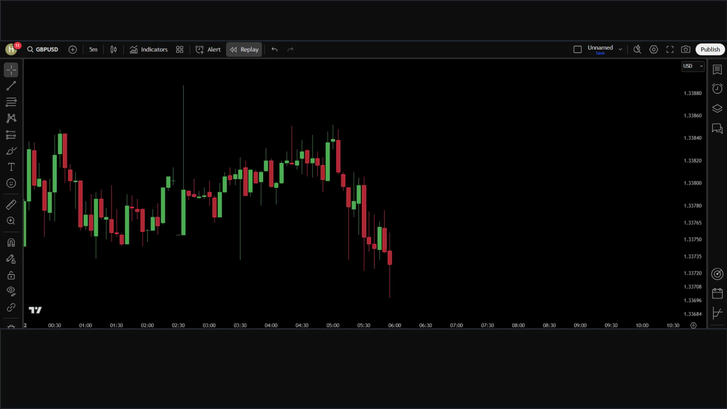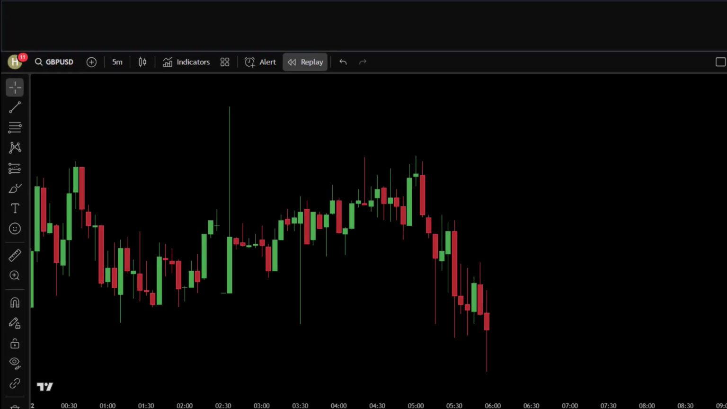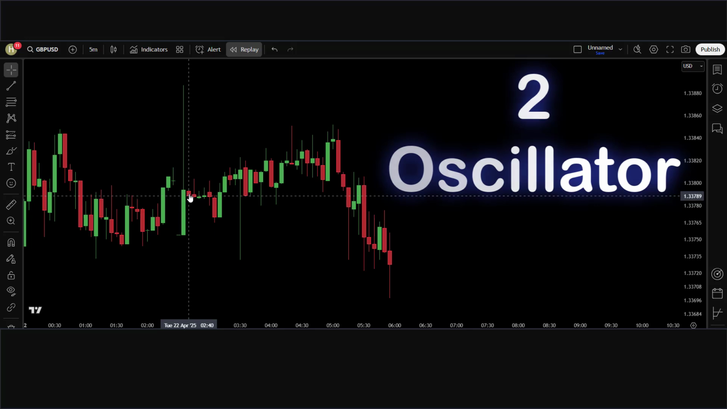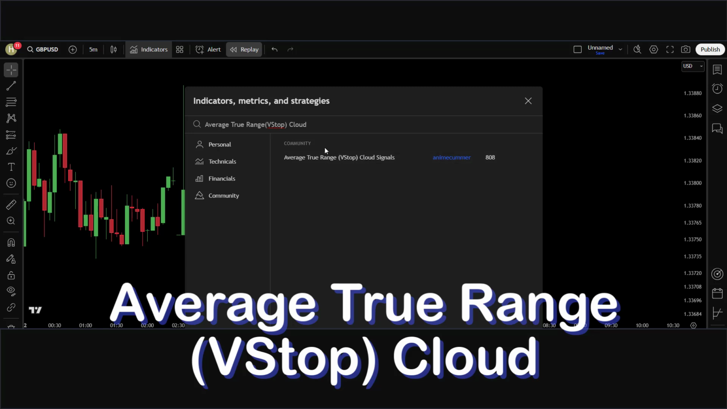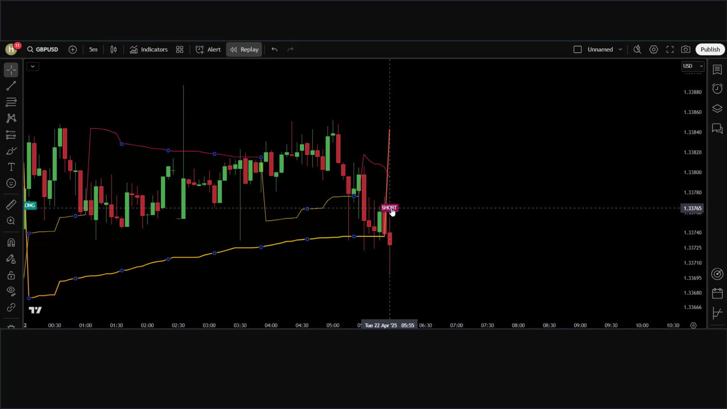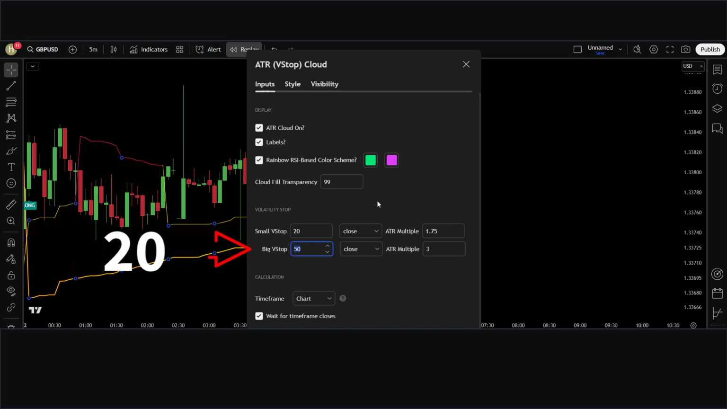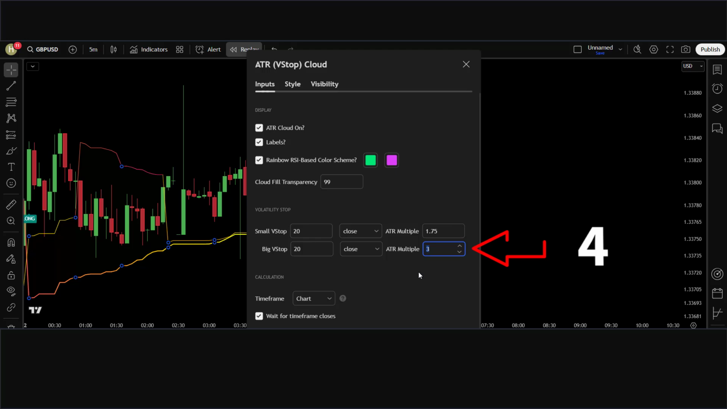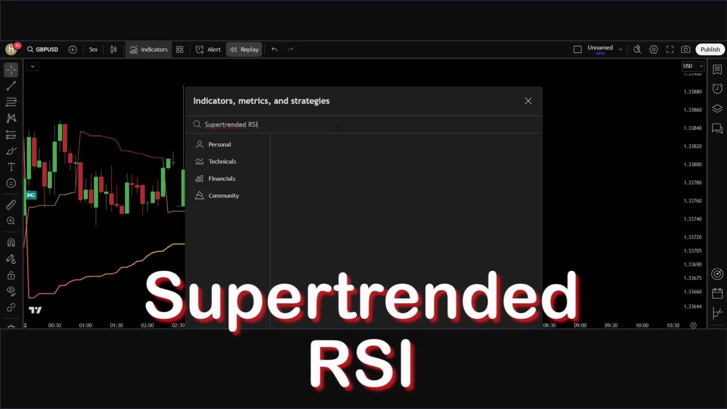Now let's create a trading setup. We are going to test this strategy on the 5-minute timeframe in the GBP/USD chart. In this setup we would require two oscillators. The first indicator name is Average True Range. Keep the indicator settings as I have shown here. After that we have to apply another indicator on the chart. The second indicator name is Supertrend RSI.